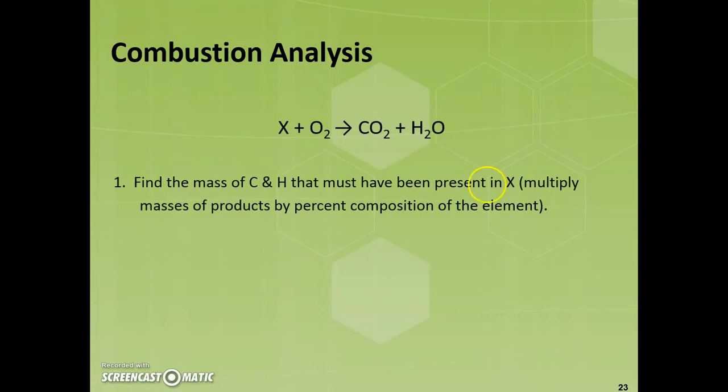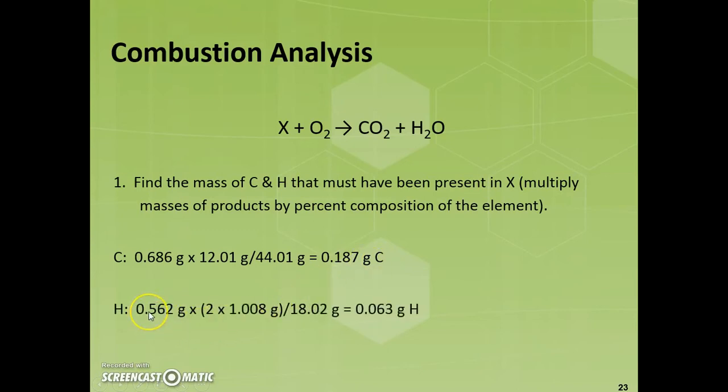Okay. So our challenge is to find, from the masses of the CO2 and the H2O, the mass of C and H that must have been present originally in the compound. And we can just use the percent composition in CO2 to get that answer, right? So we take 0.686 grams of CO2 that we collected times the percent composition of carbon in CO2, which is 12.01 over 44.01, equals 0.187 grams of carbon.